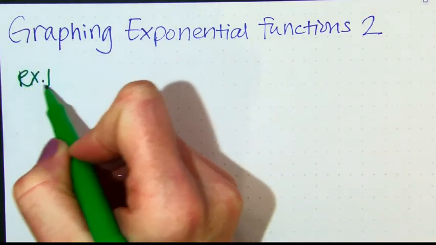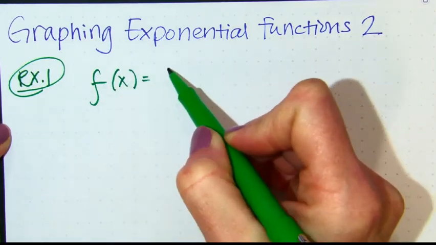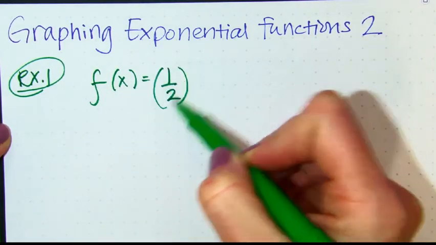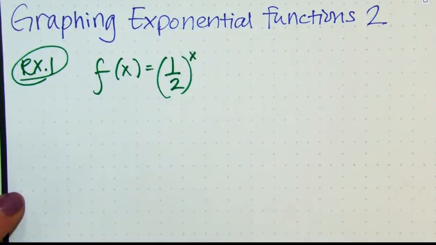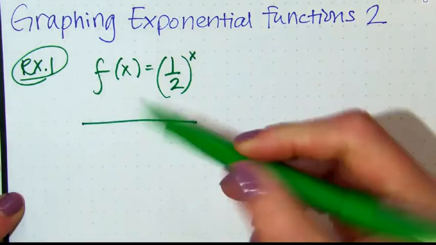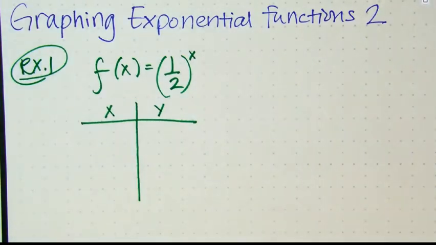So example 1, our first function is going to be 1/2 to the power of x. We're going to make a table. Now, one of the things about the tables is that at this point, if you are going through the calculations, you're doing too much work. Okay, we want to start becoming more efficient. So we're going to identify the A and the B so that we can complete our table faster.